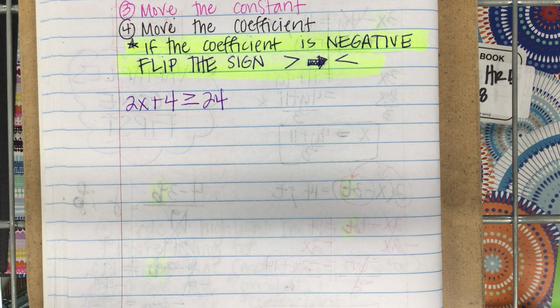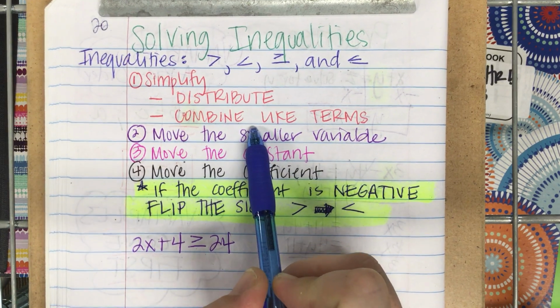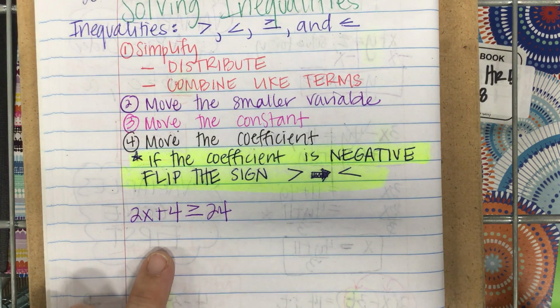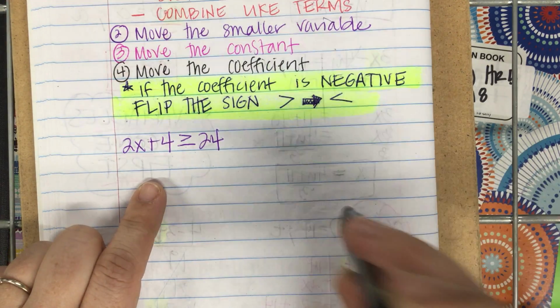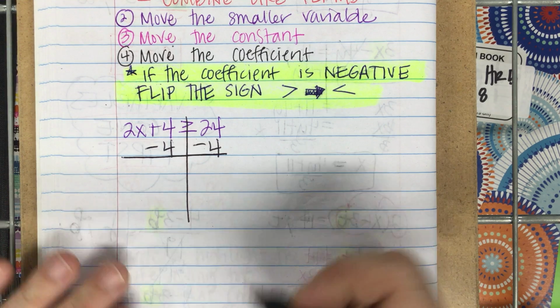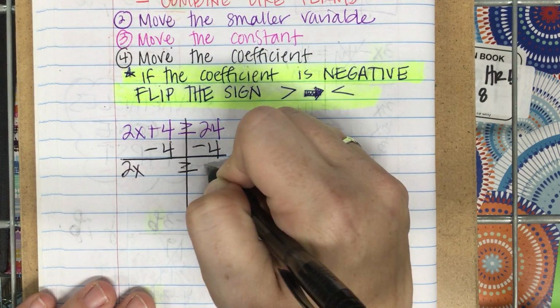Try this one. 24, or no, that's not what it says. 2x plus 4 is greater than or equal to 24. So I ask myself, do I need to simplify, distribute, or combine like terms? No. Do I need to move the smaller variable? No. Now I need to move the constant. Is there a constant to move? 2x is greater than or equal to 20.